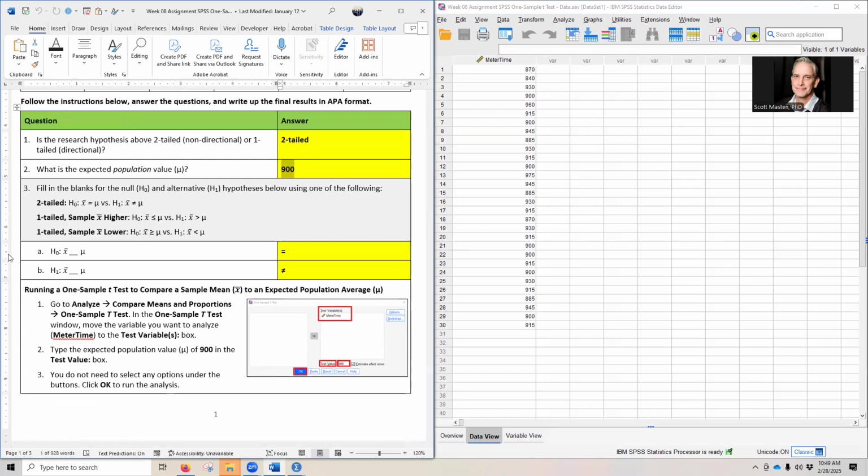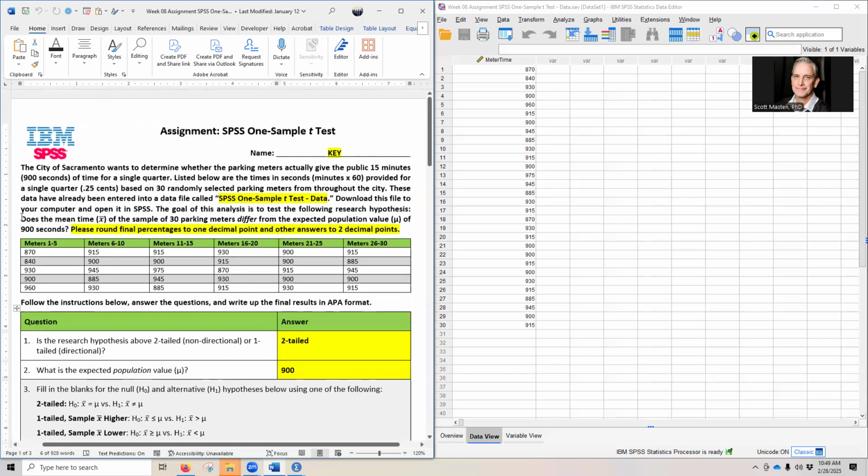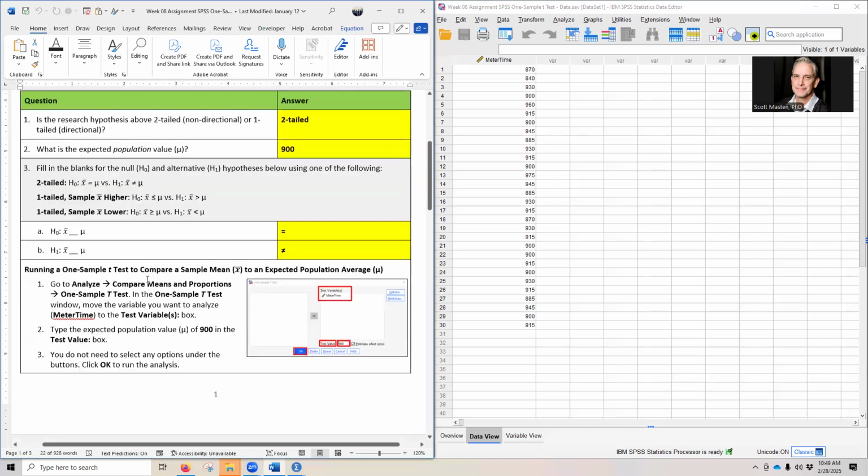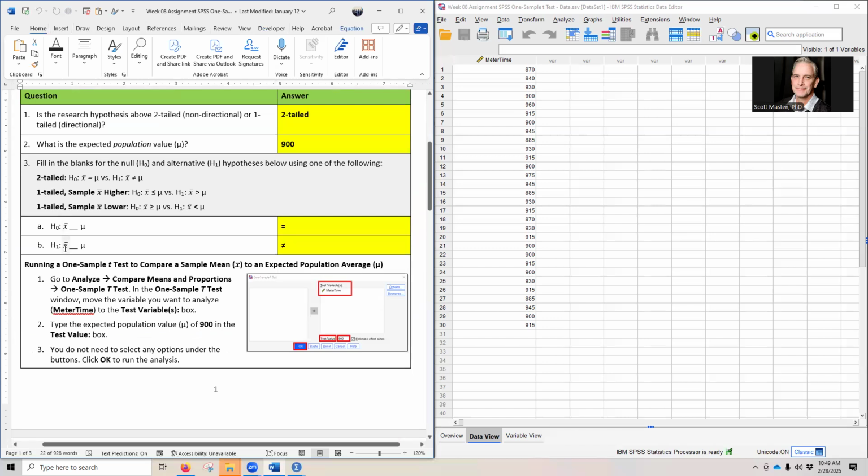To write the hypothesis, starting with the alternative like I always do, we turn these words into symbols: does the mean time of the sample differ from the population value of 900? What we're testing is that the sample mean is not going to be equal to the population mean. That is the not equal sign, and that is how you always write two-tailed ones. If we're hypothesizing that the value could be higher or lower but it's not going to be equal to 900, where would we be wrong? What would be our null? It would be equal to mu, or 900 seconds.